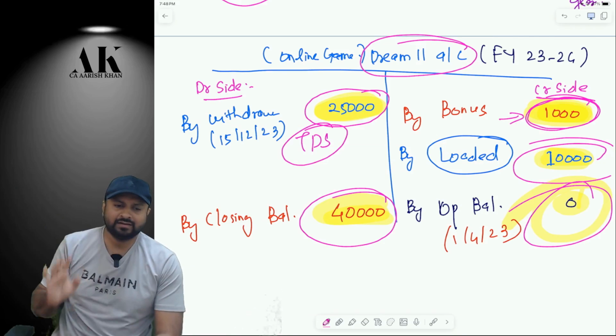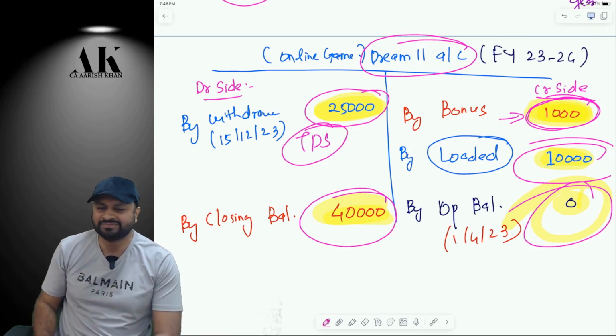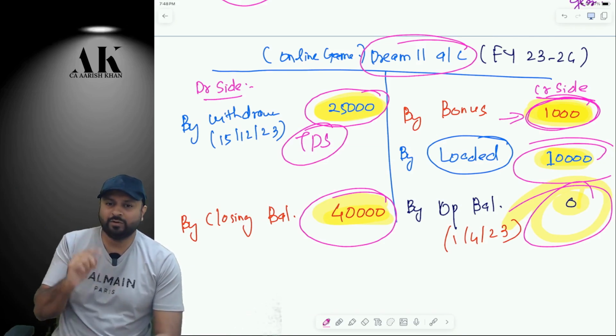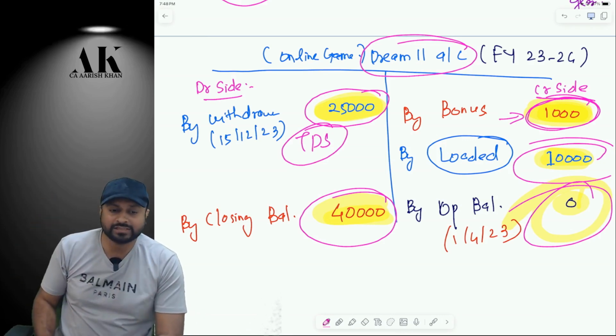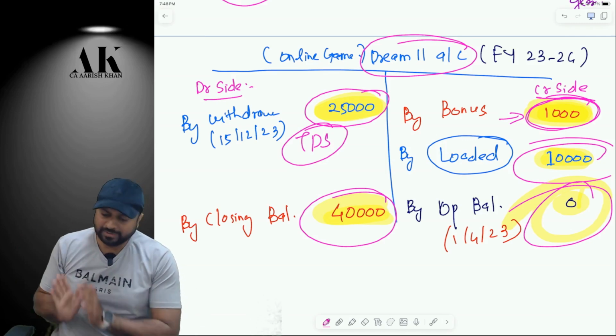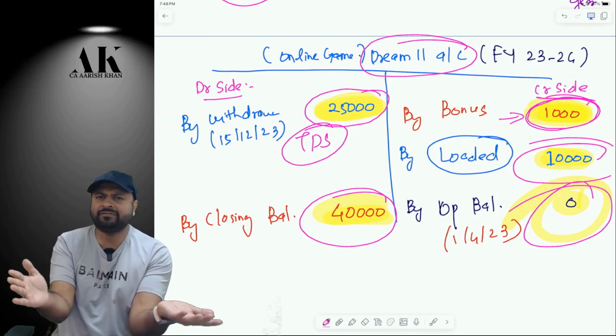It will expire. Are you clear? This is the one kind of bonus. The second kind of bonus is a withdrawable bonus. What kind of bonus is it? It means they will load it in your account. If you want to play, play. If you don't want to play, withdraw.